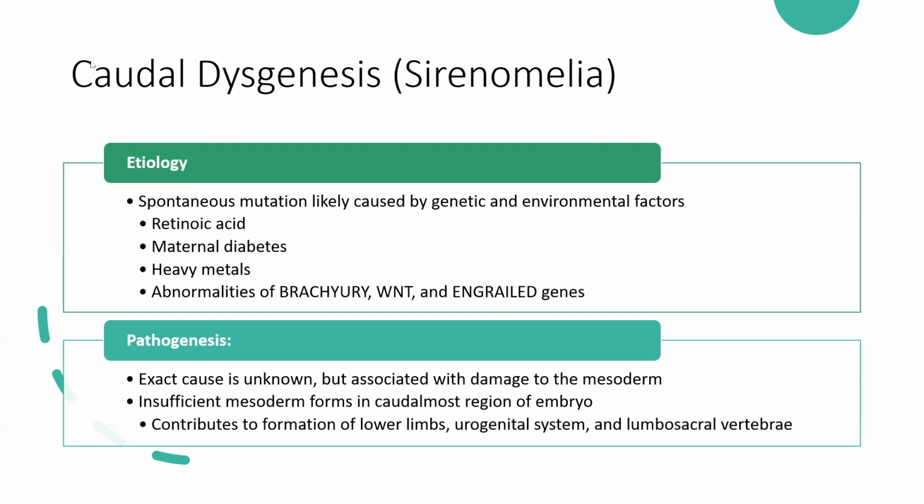The pathogenesis is not completely known, but it has been associated with damage to the mesoderm. So insufficient mesoderm forms in the caudal region of the embryo, and this contributes to the formation of the lower limbs, urogenital system, and the lumbosacral vertebrae. Because there is a lower amount of the mesoderm, the lower limbs do not form properly.